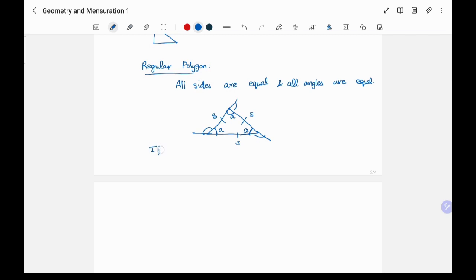So if they are not equal, broadly they fall under irregular polygons. But still there can be some special cases. So we'll see that later.